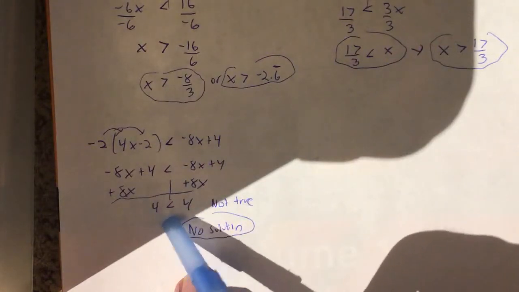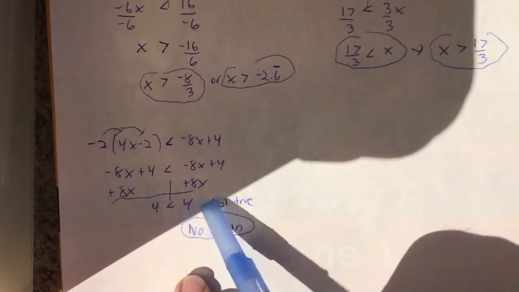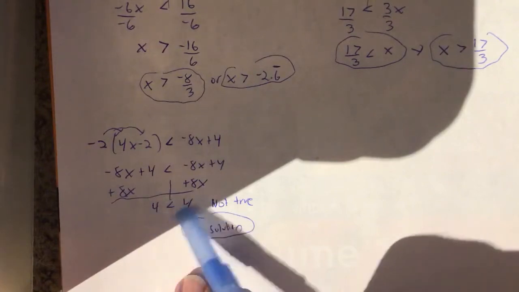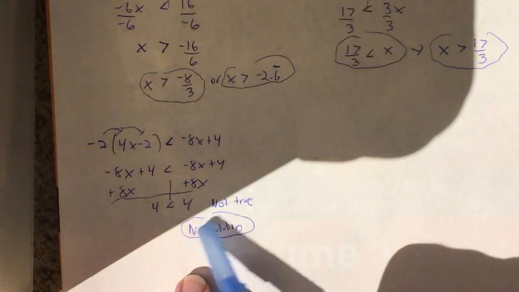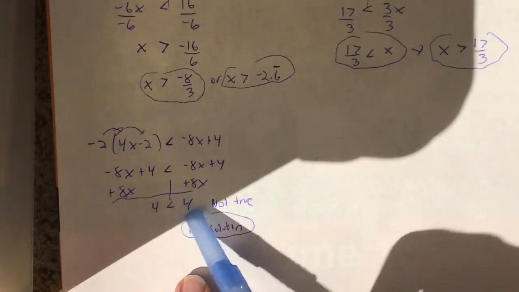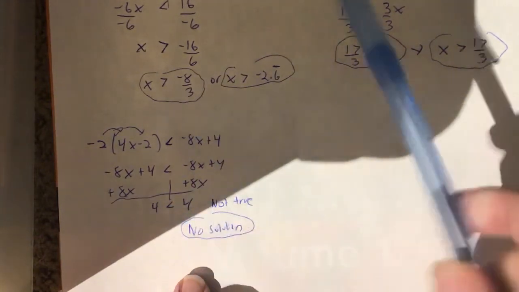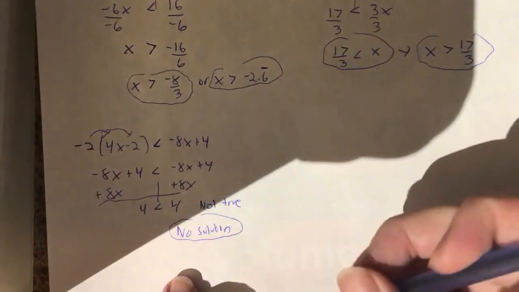So you have to be careful here with the inequality. Just because I get 4 on each side, you might think, oh, every answer works. No, because of the inequality, 4 less than 4, that's not true. If I had an equal sign there, then it'd be true, and then I could say infinite. So this is no solution.